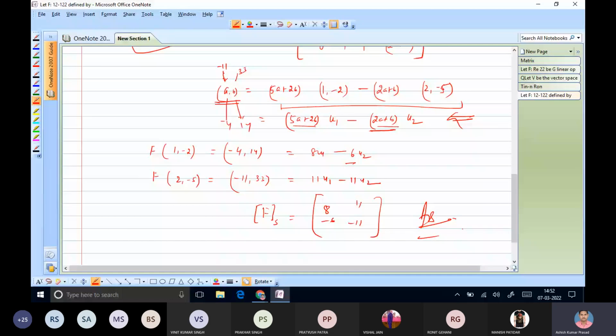Next class, I will discuss properties of matrix representation by which we will get the change of basis formula, and ultimately we will have some nice results about similarity. Okay, so next class we will discuss the change of basis formula and similarity.